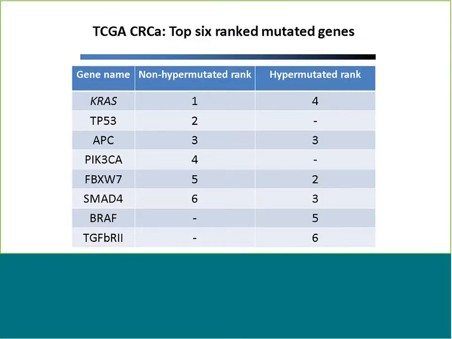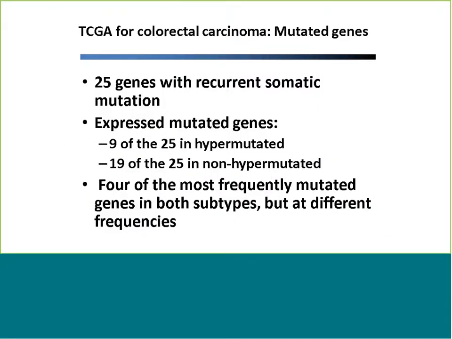And here is the ranking of this. This is the rank from 1st to 6th of the genes in the non-hypermutated group. And as you can see, KRAS, the most common in non-hypermutated, is only 4th in frequency in the hypermutated group, and on down the list here, BRAF and TGF-beta are basically well down the list in frequency in the non-hypermutated, but common in the hypermutated subset.